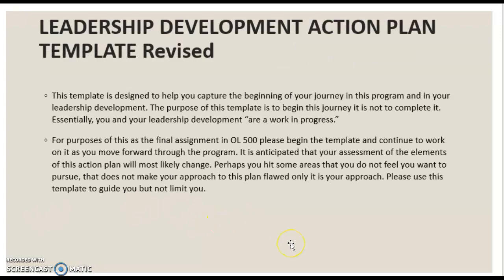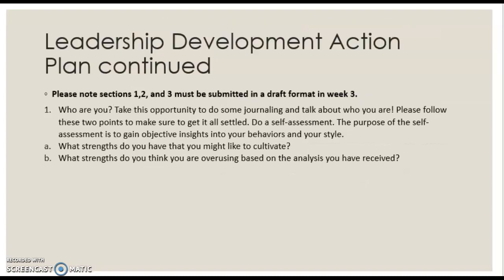So the whole purpose of this is to get you to think about the kind of leader you want to be and what you need. It is not intended to be an exhaustive study of leadership, but rather applying leadership as you're learning a little bit about it to you. You're also going to use this in later courses, as I mentioned last night. But for right now, I want you to look at this and think about what you can and should do.